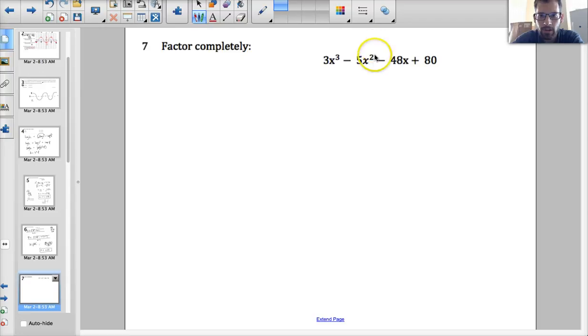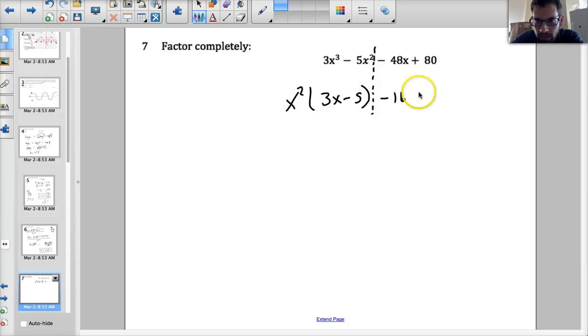So if I'm going to factor this completely, I'm going to factor by grouping. I can factor an x squared out of the first half of this, and then I'm left with 3x minus 5. Then I can factor out a 16 from the second part, and I'm left with 3x minus 5, negative 16. Because negative 48 divided by negative 16 is 3. 80 divided by negative 16 is negative 5. Then I'm left with x squared minus 16.